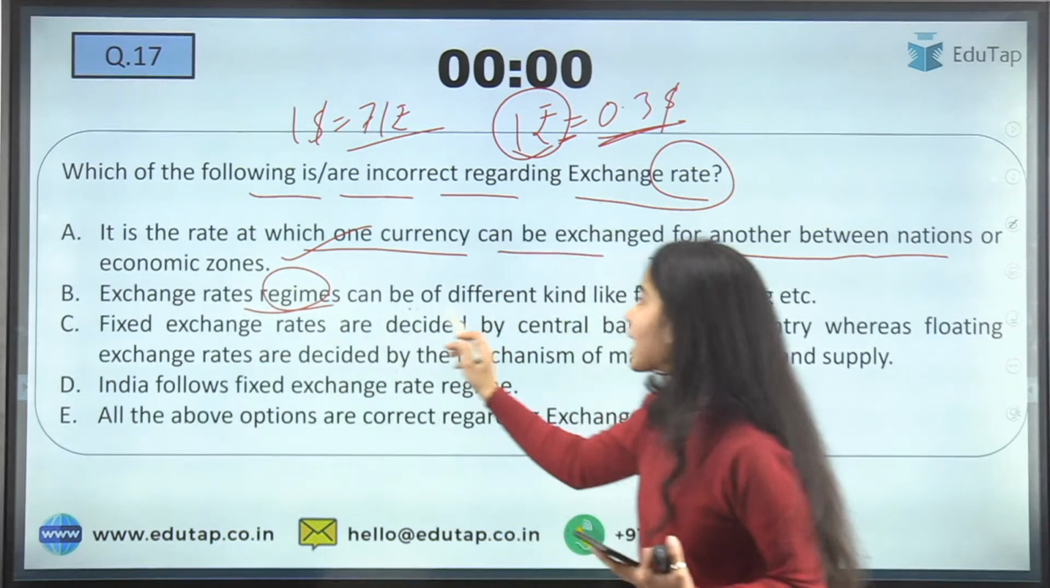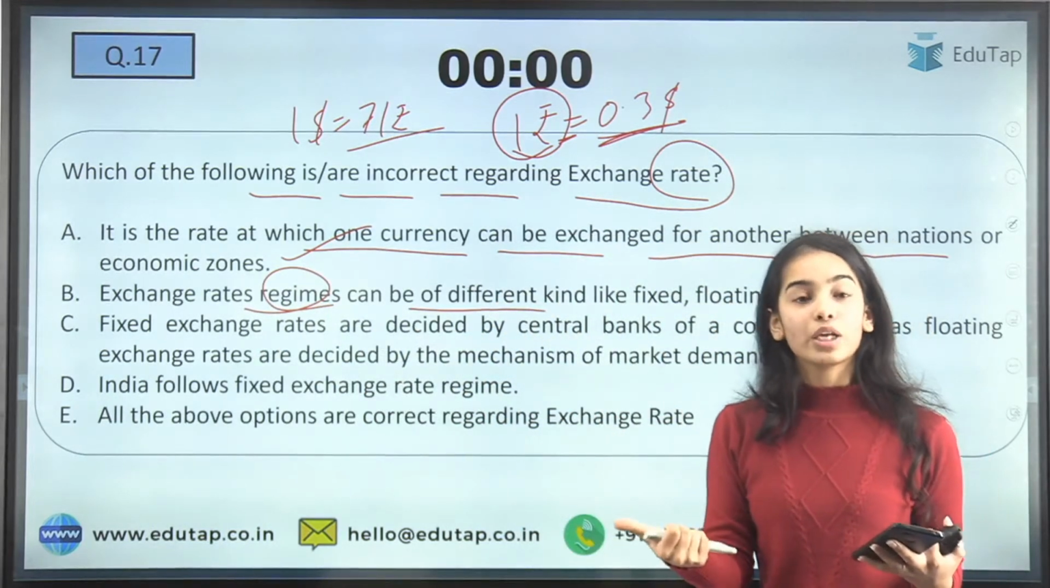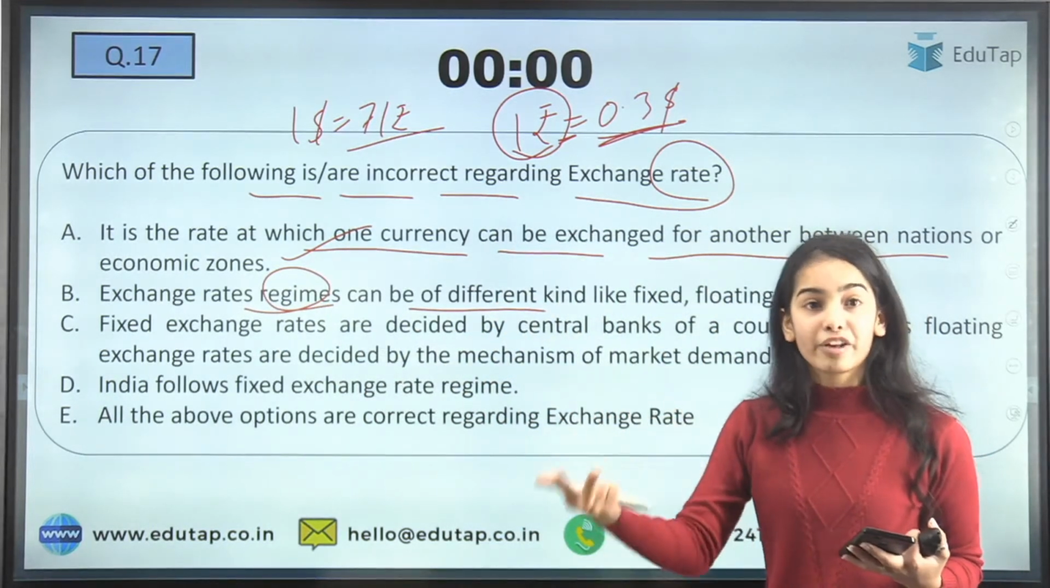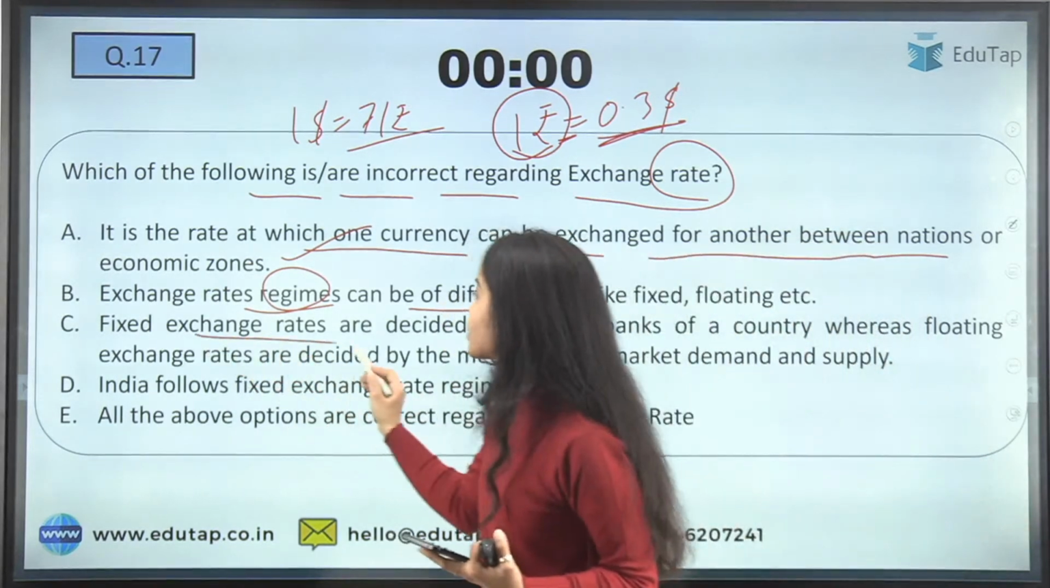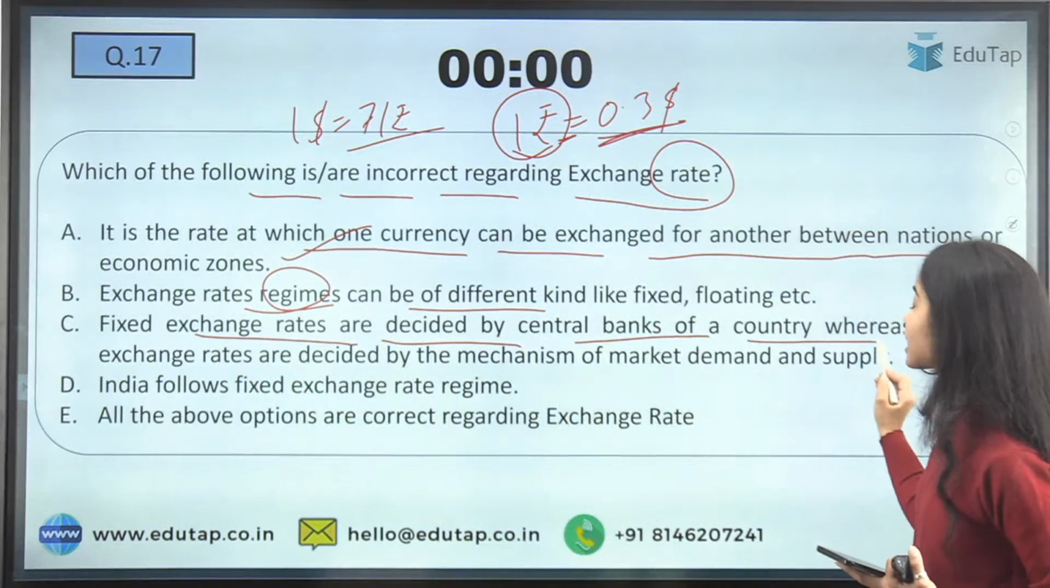Exchange rate regimes can be of different kinds. The peg value was there, then the fixed came, then flexible came, and now managed floating is also going on. So fixed exchange rates are decided by the central bank of a country.